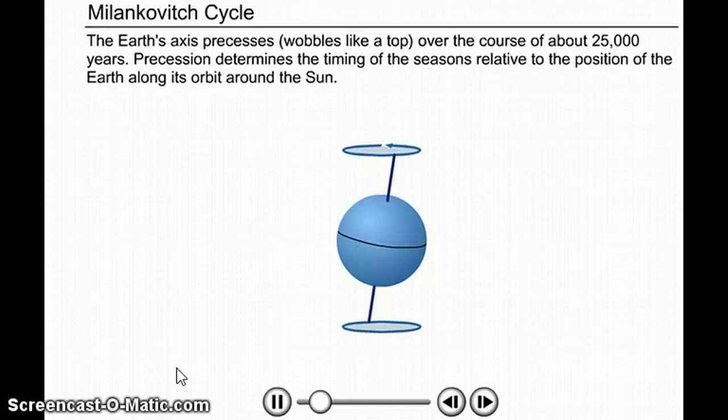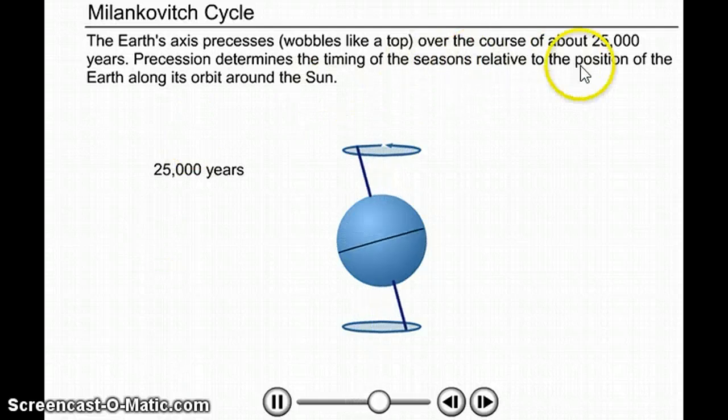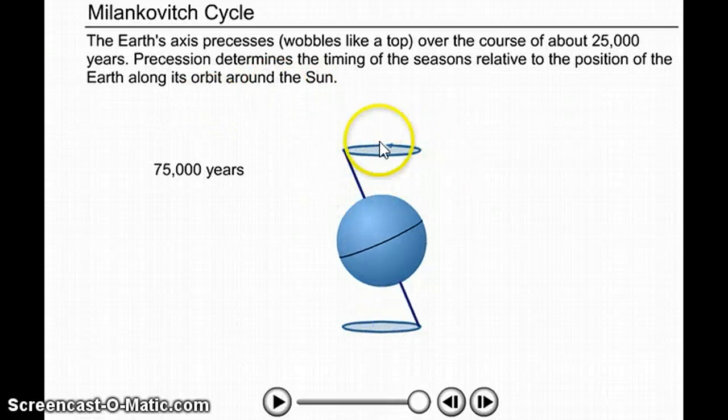So the Milankovitch cycle. So the third part, precession, this axis wobble like a top, is at roughly 25,000 year increments. This determines the timing of the seasons relative to the position of the Earth along its orbit. So really what we're looking at here is this changing feature in about 25,000 year increments. And it's going to be pointed at currently Polaris, and in 13-ish thousand years, it's going to be pointed at Vega. And that changes the timing of the seasons.